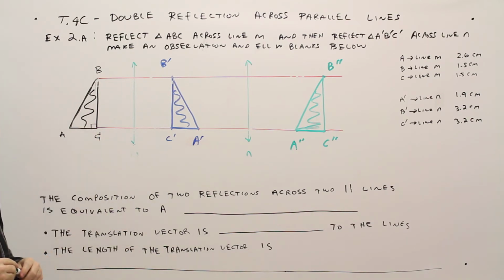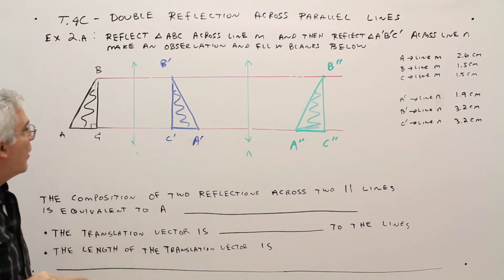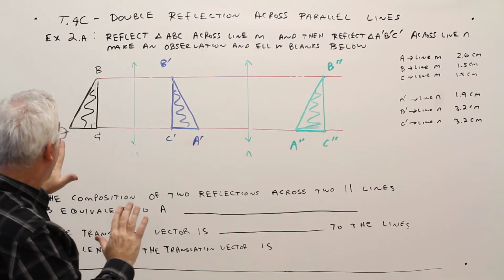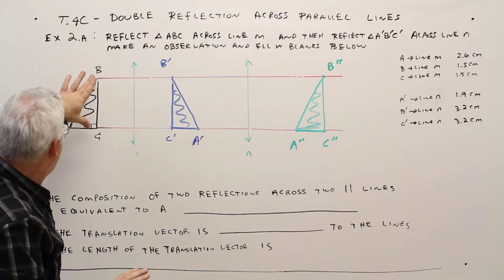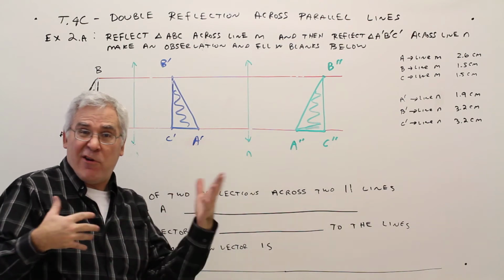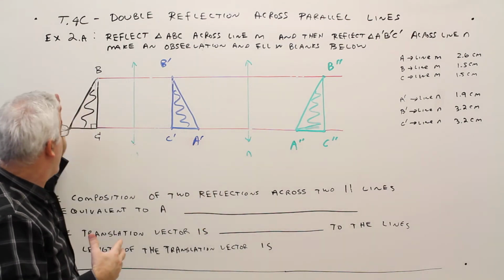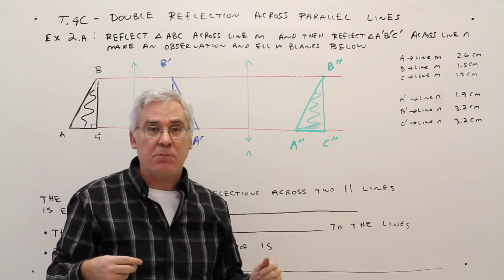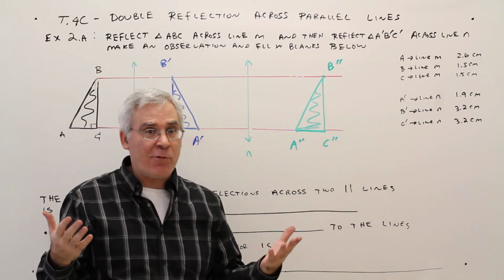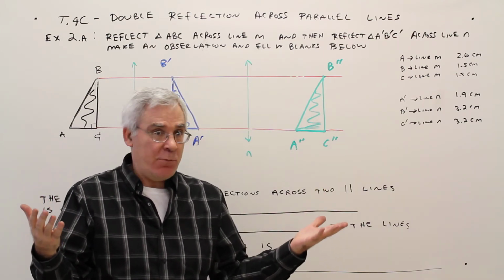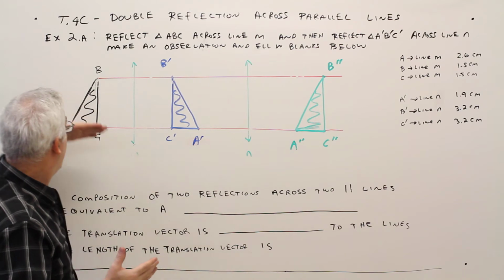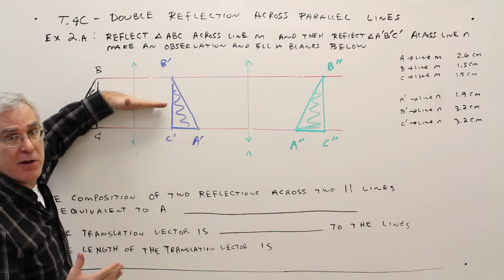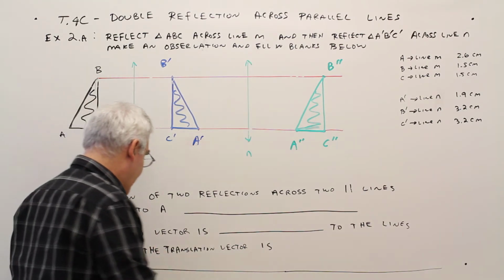Now it's time to make an observation. Stepping back and taking a look, it looks like this and this are in the same orientation, so maybe it's just one single translation. Okay, and the next question is, in what direction and how far? Well, it seems to be going perpendicular to the parallel lines.